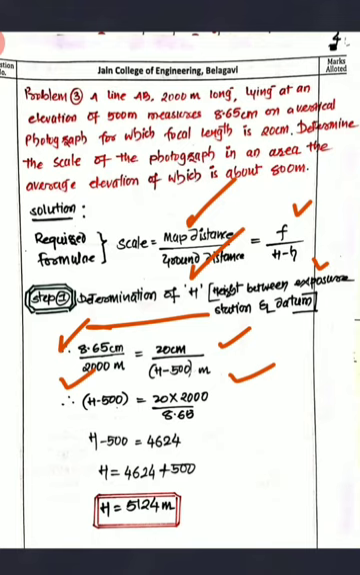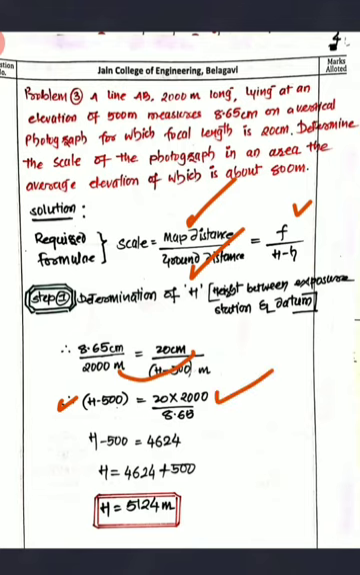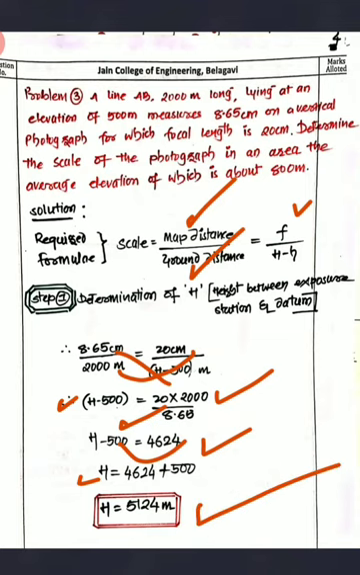Now I'll cross multiply. I'll bring that H minus 500 to this side. Then H minus 500 equals 20 into 2000, divided by 8.65. Altogether, H minus 500 is equal to 4624. Now this 500 is going to come to this side, that is 4624 plus 500, which is going to be 5124 meters. Now this capital H is 5124 meters.